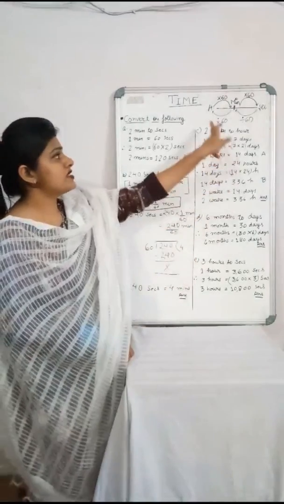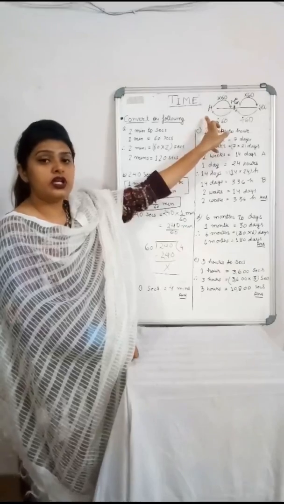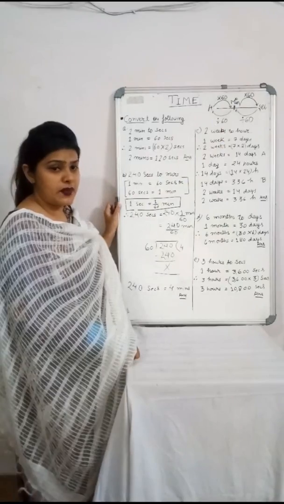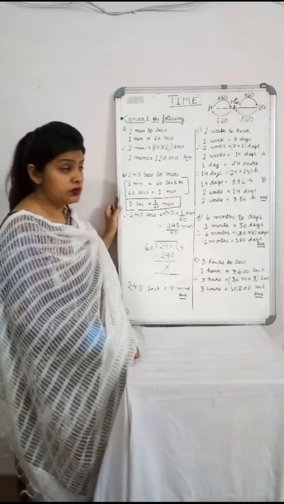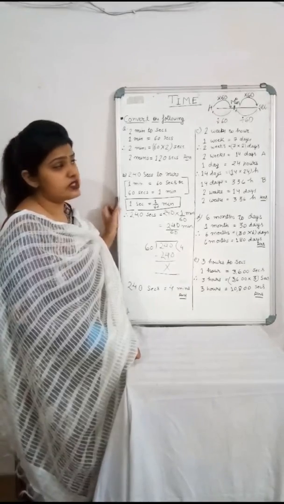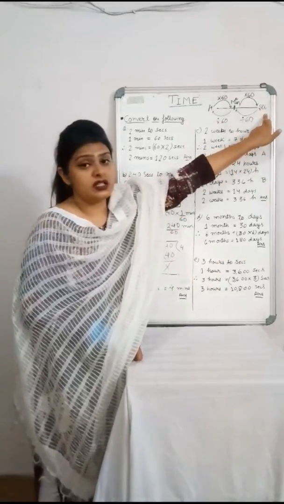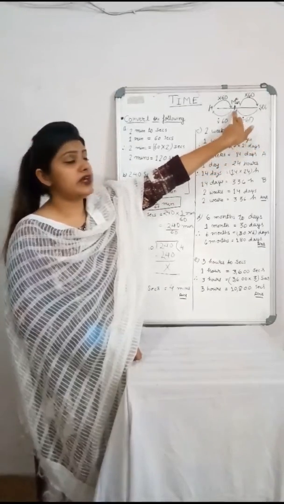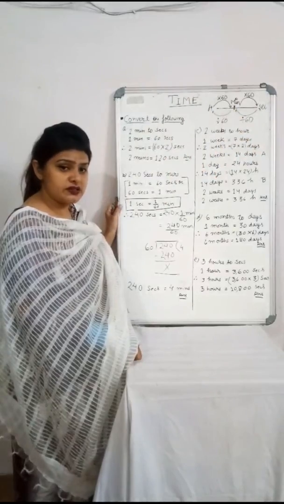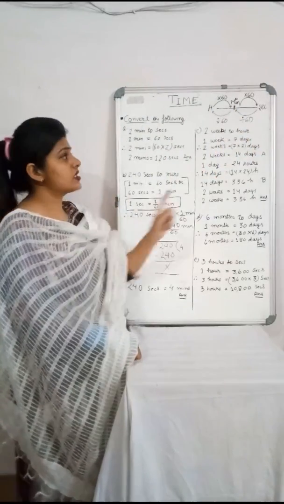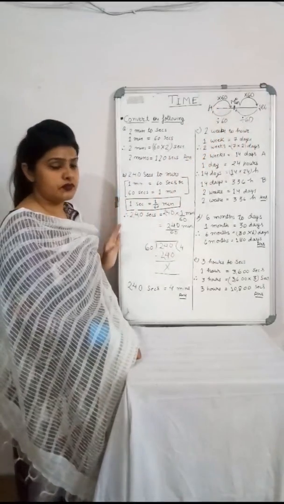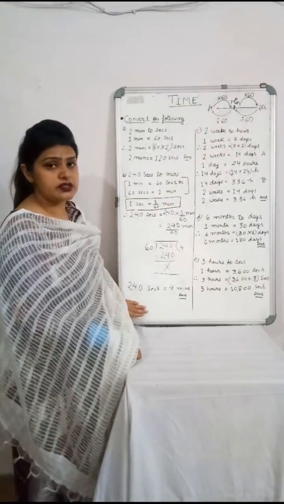Here, with the help of this table, we can do this from this step and make our calculation easy. How? Here we get 1 second is equal to 1 by 60 minutes. 1 second changing into minutes, we will divide by 60. So 1 second is equal to 1 by 60 minutes, and 240 seconds into minutes, we will divide 240 by 60. The answer is 4 minutes.